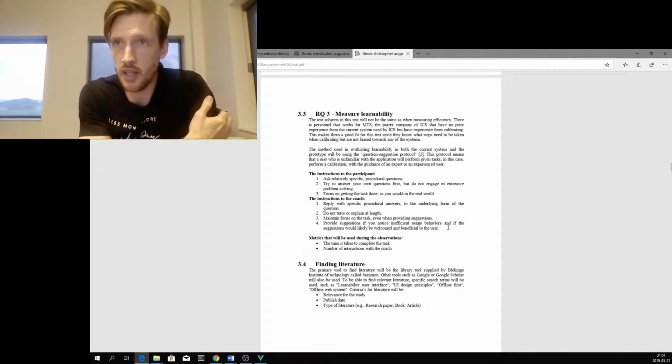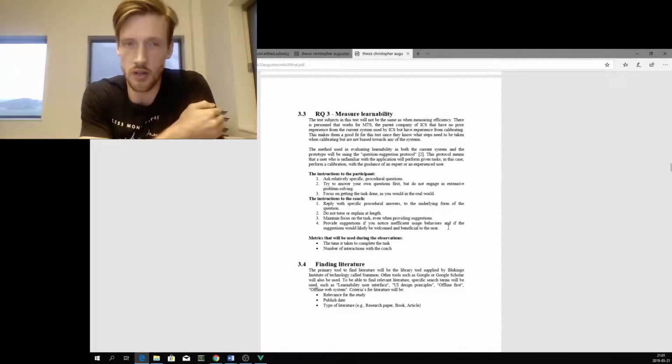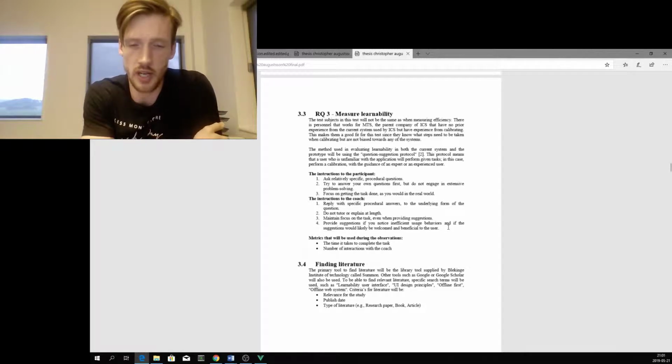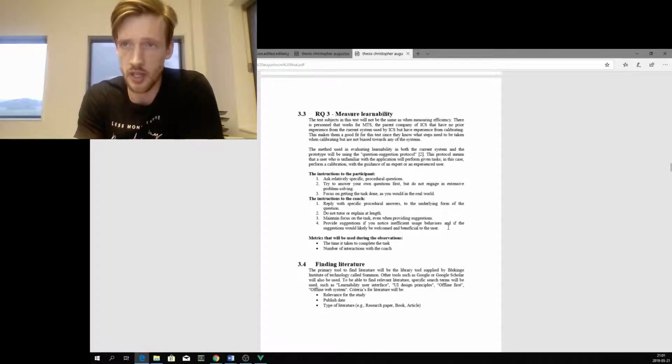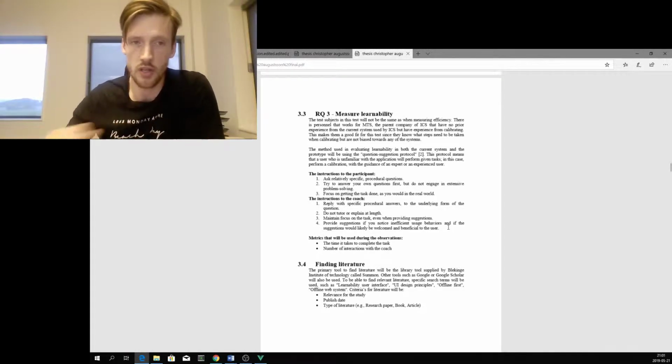During the user testing, the tests followed a question suggestion protocol, which basically means that the users have to try and figure out how to perform the task, in this case a calibration, and if they get problems along the line, they have to ask a coach that is standing by their side. During these tests, the time it takes to complete the task is recorded, along with the number of interactions with the coach.